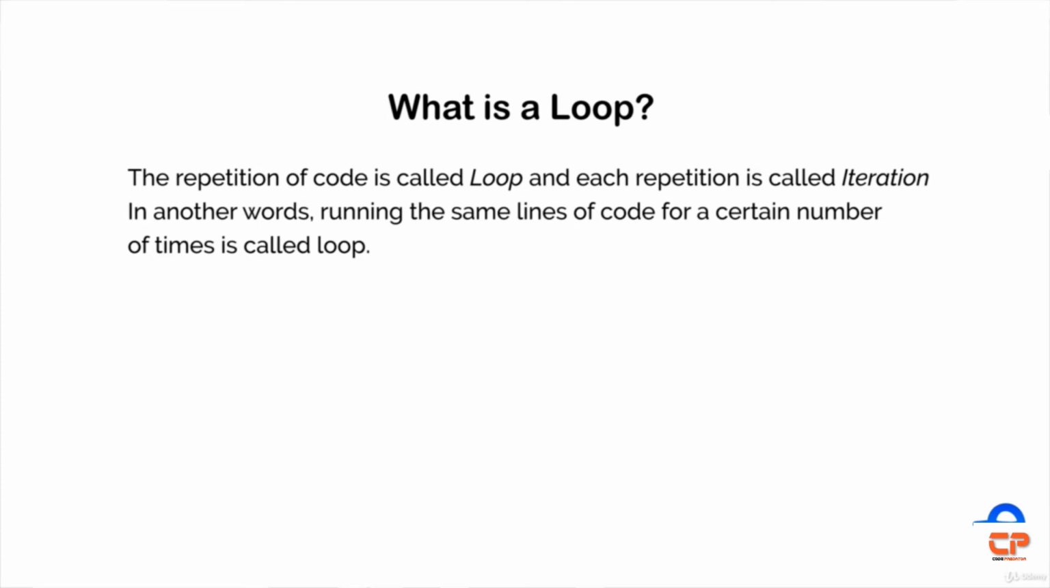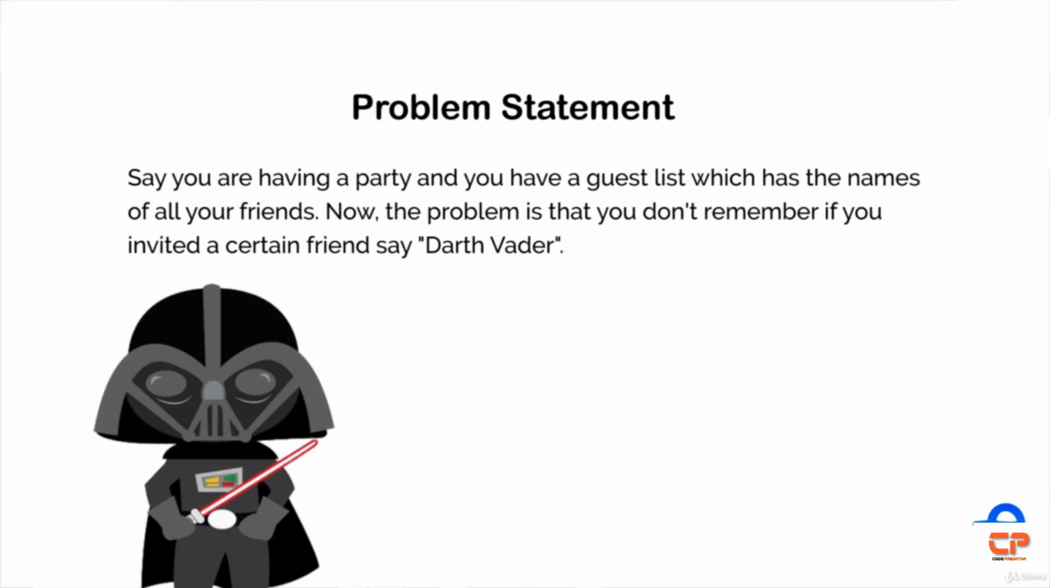an iteration. Similarly, say you are having a party and you have a guest list which has the name of all your friends. Now the problem is that you don't remember if you invited a certain friend, say Darth Vader. Now what you can do is loop through the list, and whenever you find the name Darth Vader, you can stop going through the list any further. So this is another example of loops.